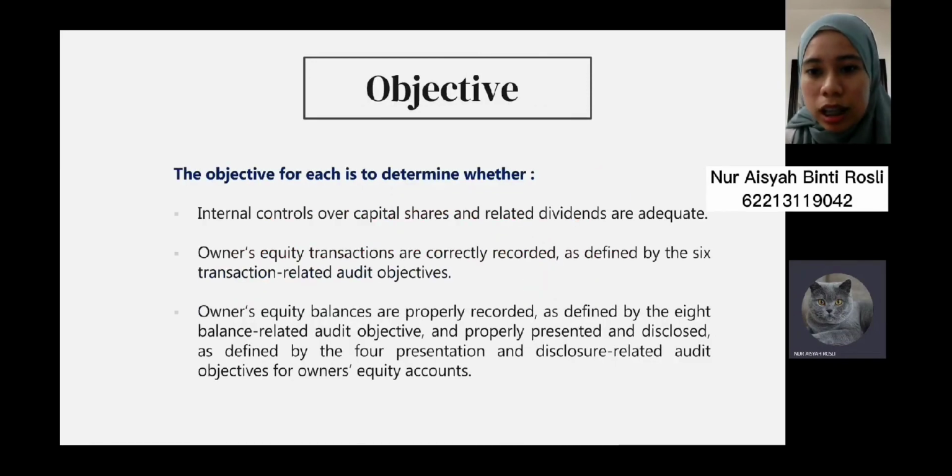Okay. Next slide is the objectives for each. First, to determine whether internal controls over share capital and related dividends are adequate. Second, owner equity transactions are correctly recorded as defined by the 6 transaction-related audit objectives. Third, owner equity balances are properly recorded as defined by the 8 balance-related audit objectives and properly presented and disclosed as defined by the 4 presentation and disclosure related audit objectives for owner equity accounts.